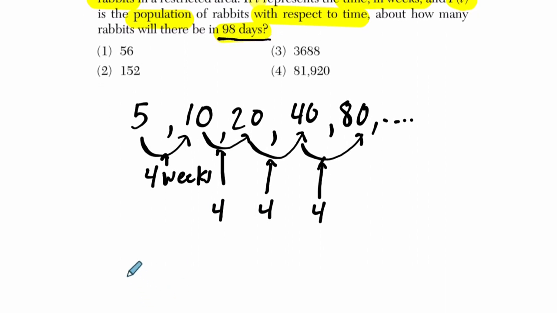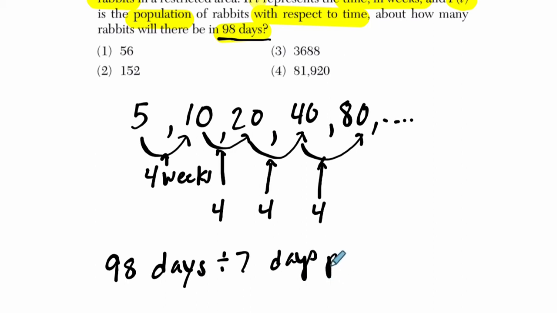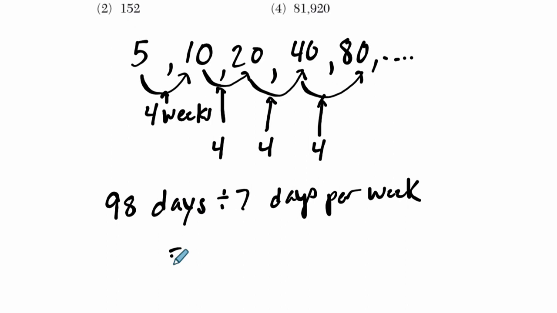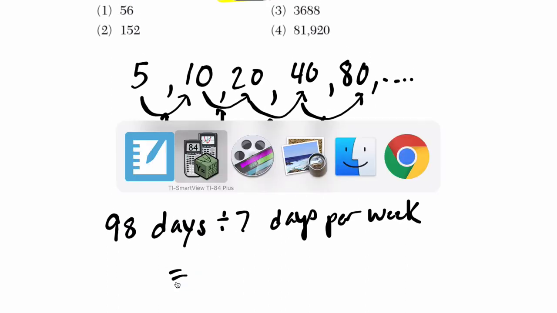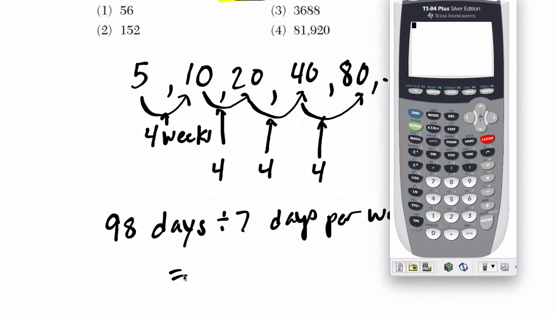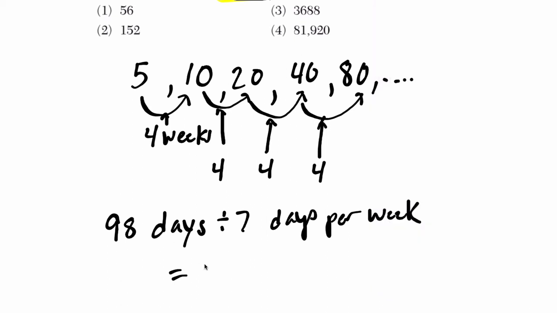Well, we're dealing with 98 days. So 98 days divided by 7 days per week, right? This will tell you the number of weeks that we're dealing with. Bring a calculator, do it in your head, whatever works for you. I'll just do the calculator. 98 divided by 7, boom, 14 weeks. So we have 14 weeks.